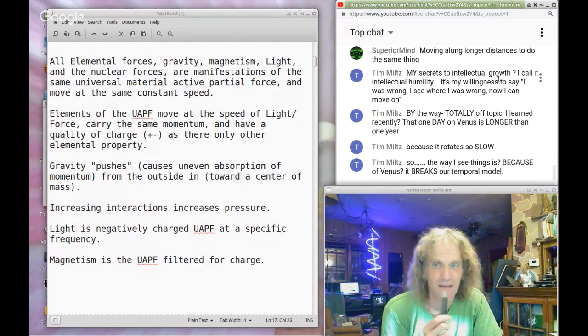Well, first you have to know what up and down is. You have to know what direction growth is. I call it intellectual humility. It's my willingness to say I was wrong. I see where I was wrong. Now I can move on.